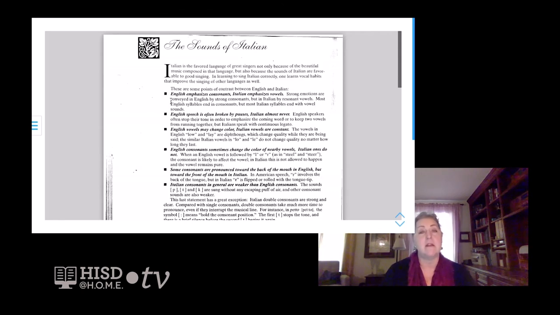In English, we change color of our vowels often. Think about the word steel or steal. I'm going to steal a base. You hear that when the runner steals a base, we have a change of the vowel color. The L of steal changed the vowel. But in Italian, stile, S-T-I-L-E, steal, the L does not change the vowel. It stays a monophthong and it's not colored by the consonant.